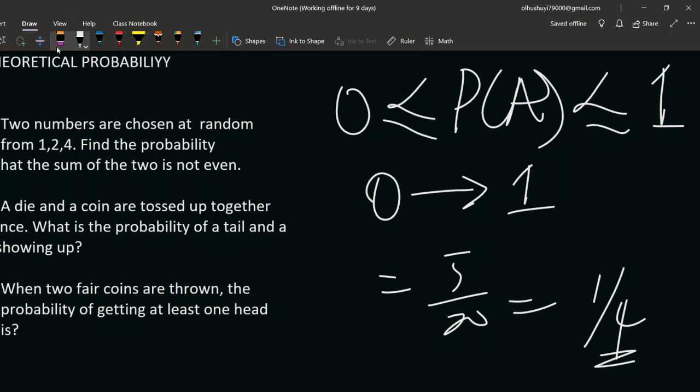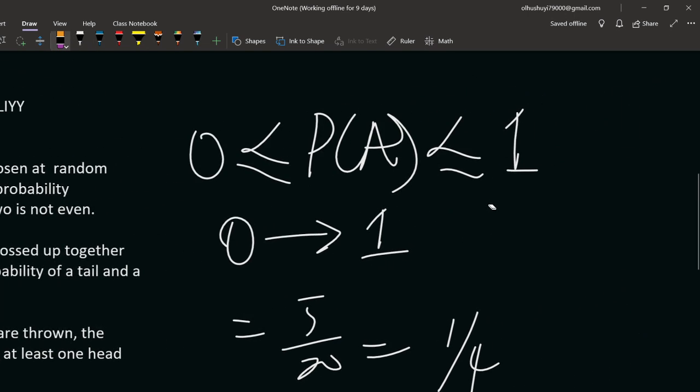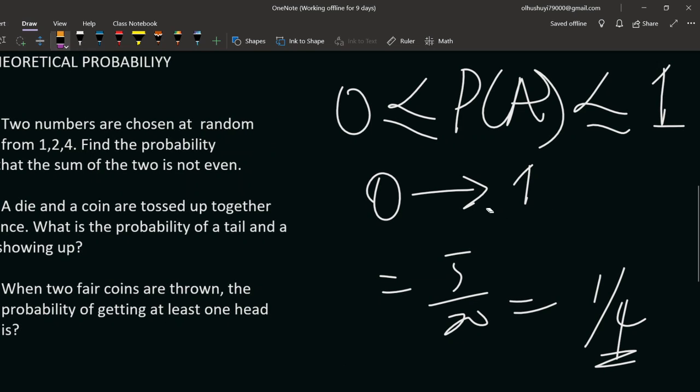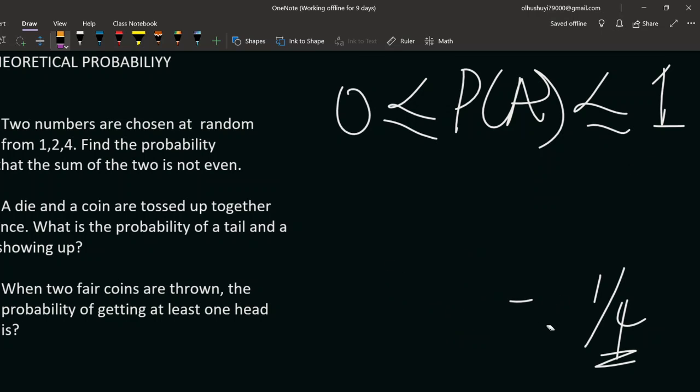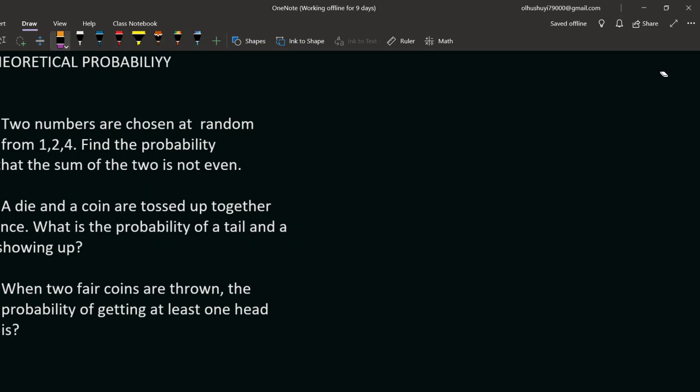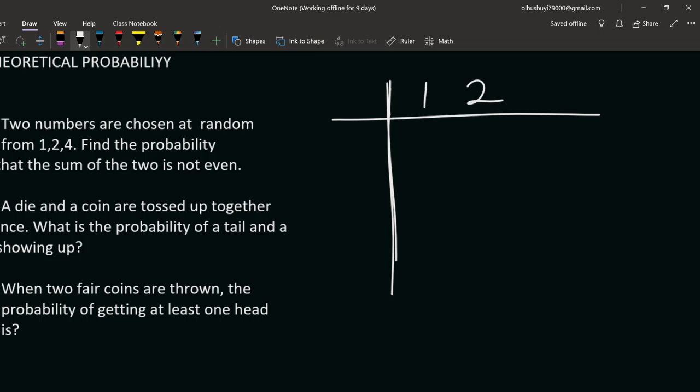Quickly, let's go to our examples. We have example 1. It says two numbers are chosen at random from 1, 2, 3, 4. Find the probability that the sum of the two is not even. So here, all we need to do is we need a table to help us out.